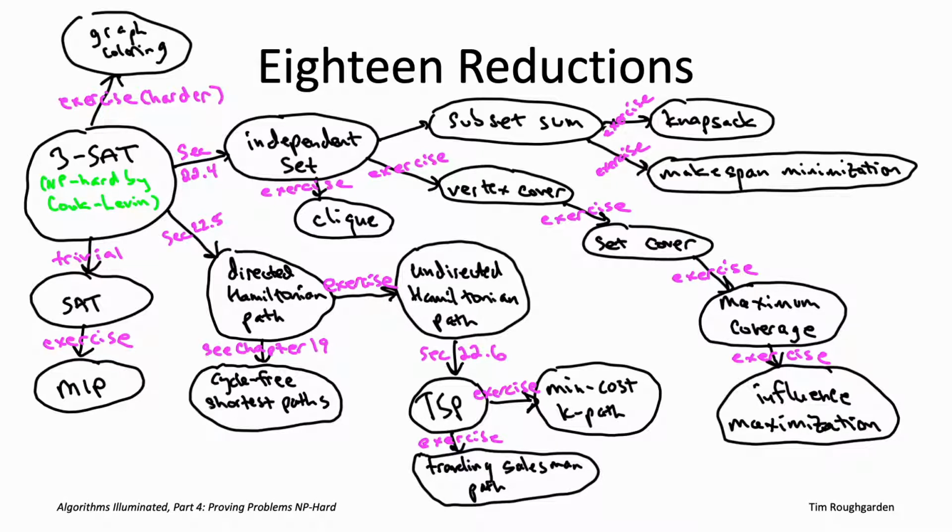That leaves us with one last reduction, which will be in the fourth of the forthcoming videos, a reduction from the independent set problem, which again will be proving NP-hard in the next video, to this subset sum problem, which again, by virtue of it being a special case of the knapsack and make-span minimization problems, will immediately establish that those two problems are NP-hard.